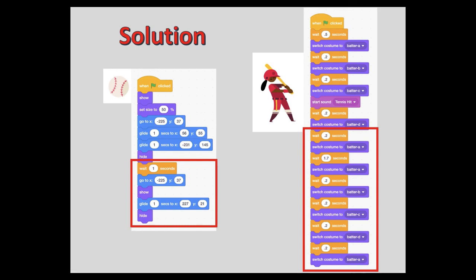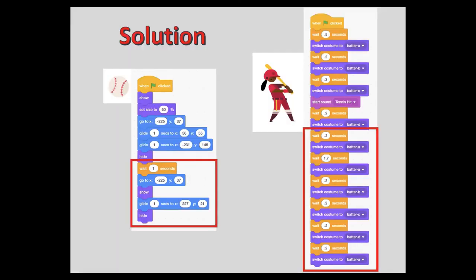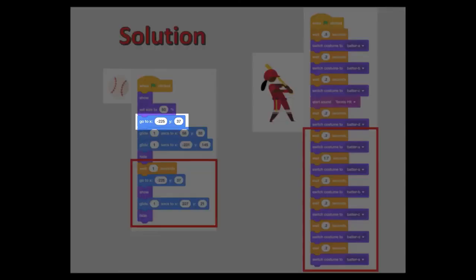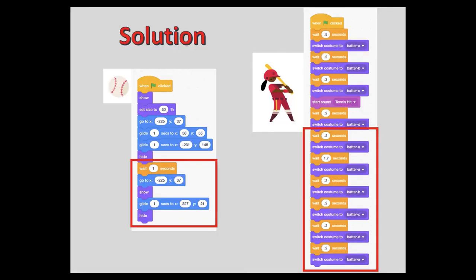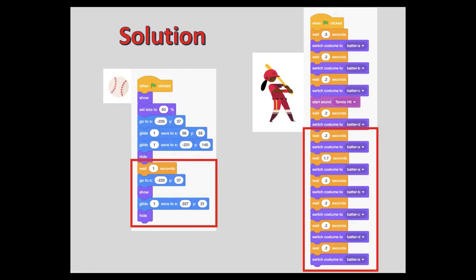So for my baseball, I just added a wait of 1 second to give it a moment, and then I gave it a starting coordinate. It's actually the same as my original starting coordinate so that it feels like it's coming from the same place, like it's being pitched again. Then I need to show the ball, and then I have it glide to a new spot, which is going to be behind my batter, because remember, my batter misses the shot. And then I hide the ball so that it looks like it's disappeared into the distance.